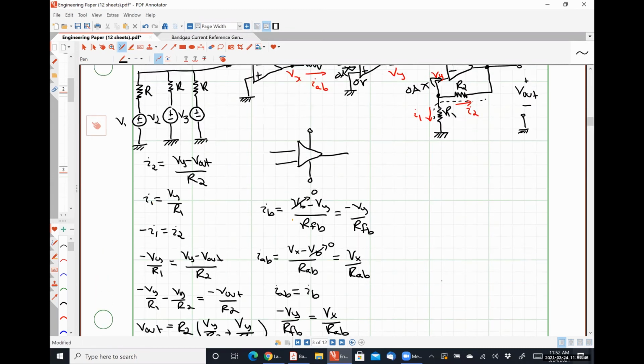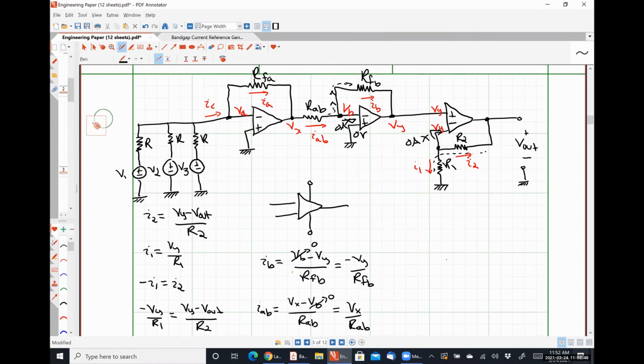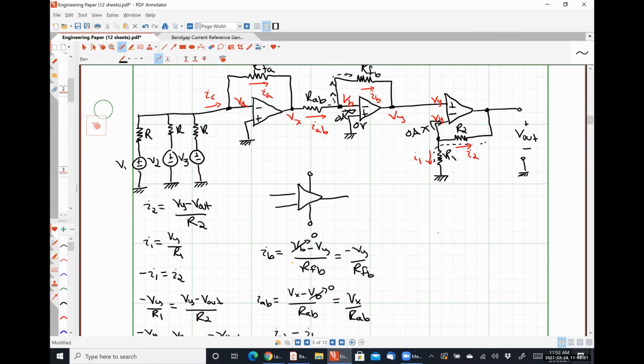And then we need one more equation for Vx. And so we start with the equation for IA, and IA is just VA minus Vx over RFA. VA is 0 volts, right? Because again, we have that terminal grounded. So just like the last one, we'll get 0 volts for this. And so IA is negative Vx over RFA.